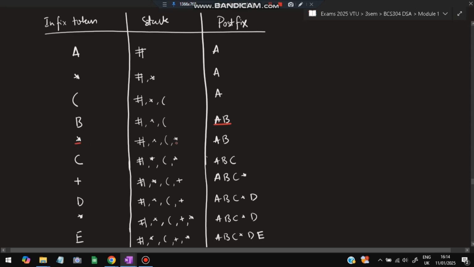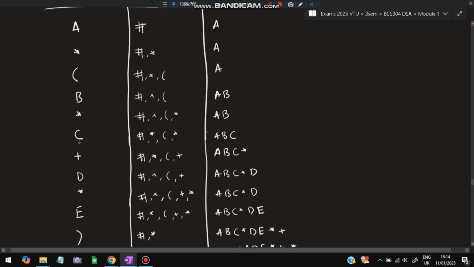Then again star came. It's the same level of priority between this and this, so we'll be keeping it as such. AB will also be as such. Next came C. When C comes, we write ABC, and then plus came. Now observe carefully.